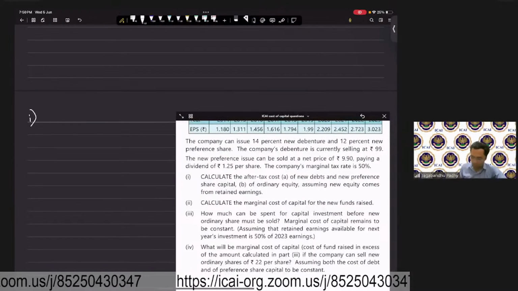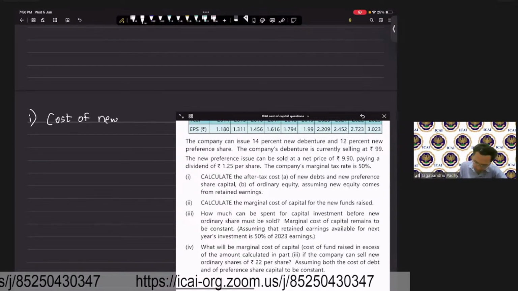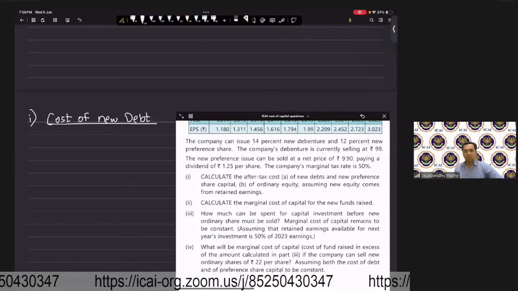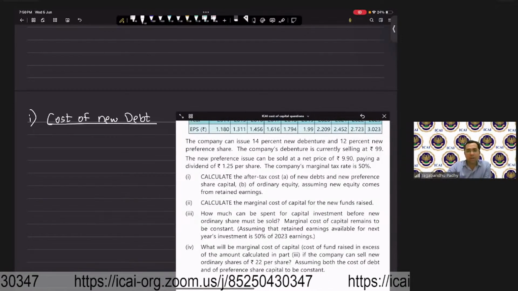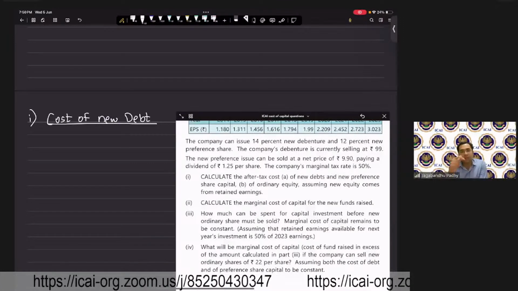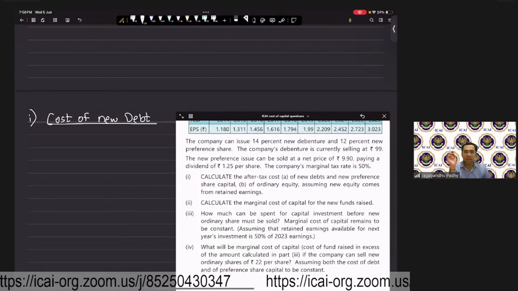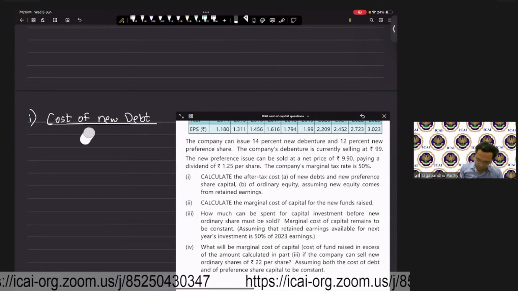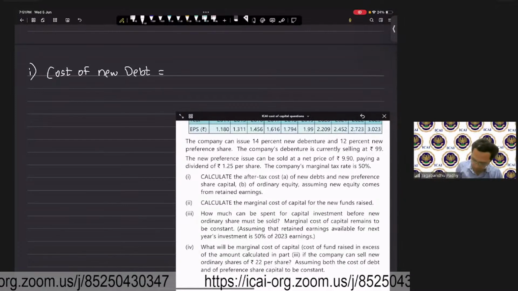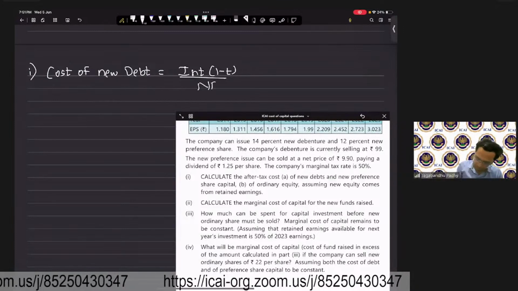Cost of new debt. Now the question specifies at what rate we can issue the new debentures, but they didn't specify the time period for which the debentures are issued. So in that case, our assumption is going to be that the debentures are irredeemable. Cost of new debt, we can compute it as equal to interest into 1 minus T upon net proceeds.